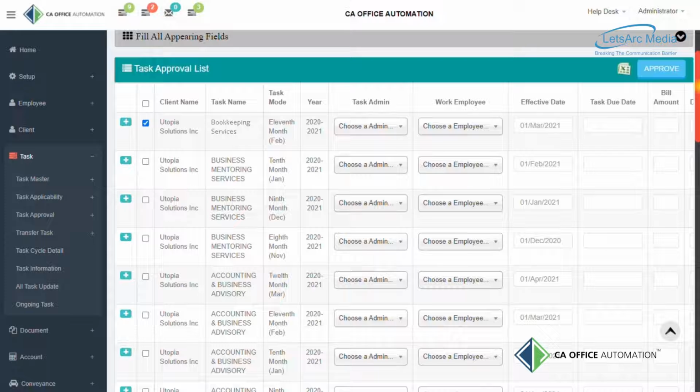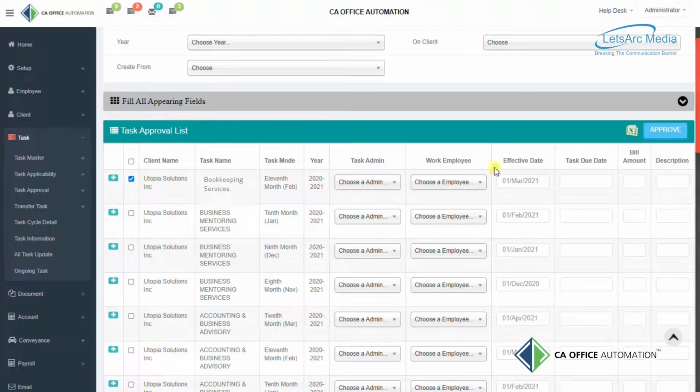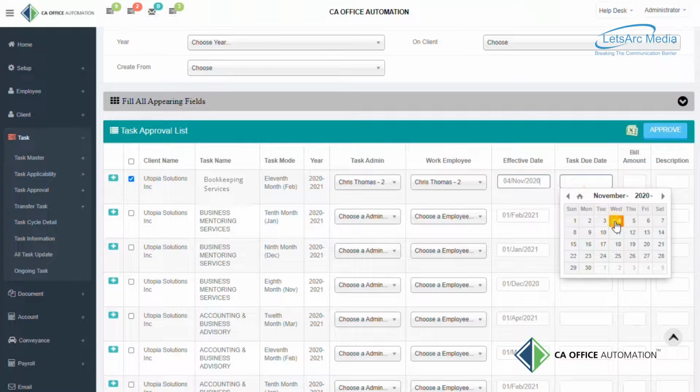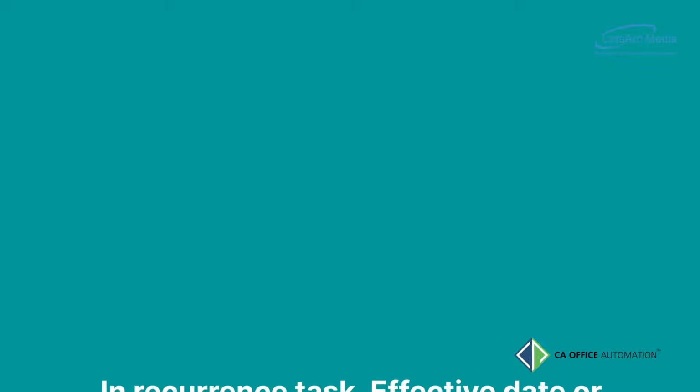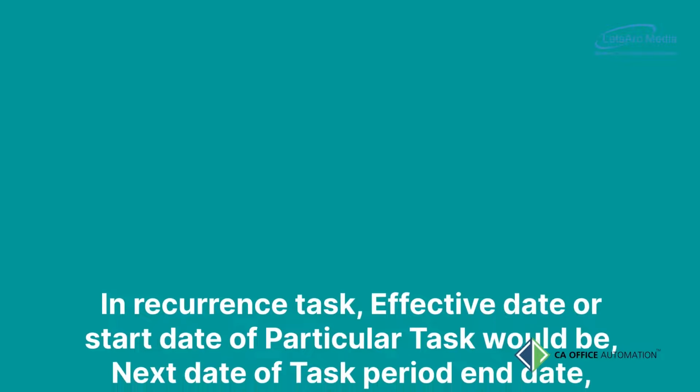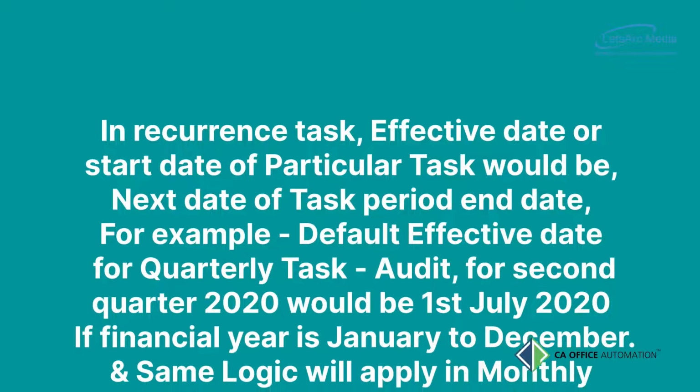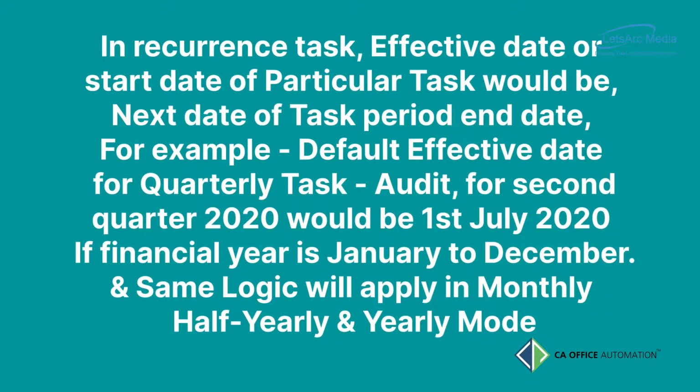At the time of approval, you can allocate tasks to a particular employee, choose a task admin, effective date, due date, and bill amount as well. In a recurrence task, the effective date or start date of a particular task would be the next date of the task period end date. For example, the default effective date for a quarterly audit task for the second quarter 2020 would be 1st July 2020 if the financial year is January to December. And the same logic will apply in monthly, half-yearly and yearly mode.